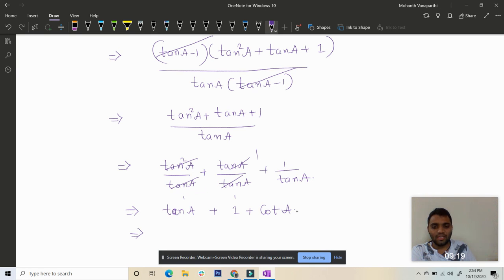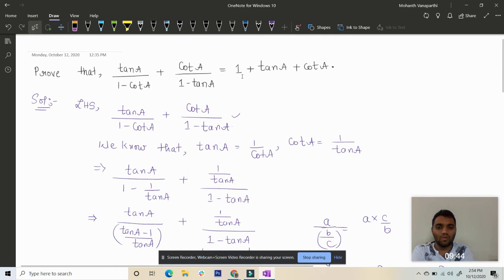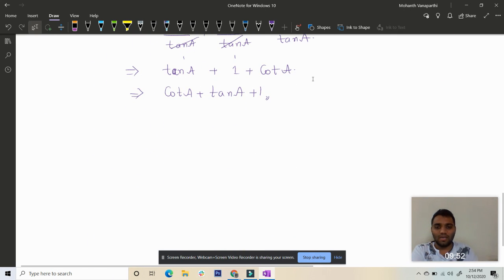So finally the answer is cot A plus tan A plus 1. If you observe this and also the RHS part in the given question, they look very similar. Finally the answer we got is cot A plus tan A plus 1, and let us see what is there in the RHS part. In the RHS part we have 1 plus tan A plus cot A. Are they the same? Yes. Now we got LHS equal to RHS.